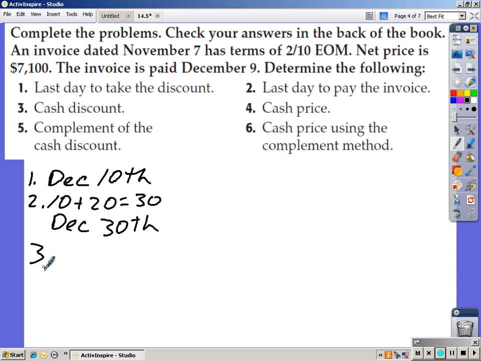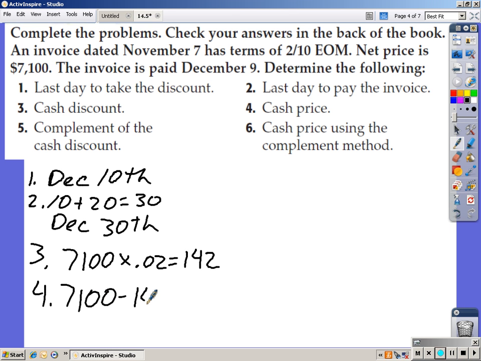Number 3, find the cash discount. Well, my invoice is $7,100 times 2%. 7,100 times 0.02 is 142. All right, number 4 wants us to find the cash price. 7,100 minus 142 is 6,958. That's my cash price.